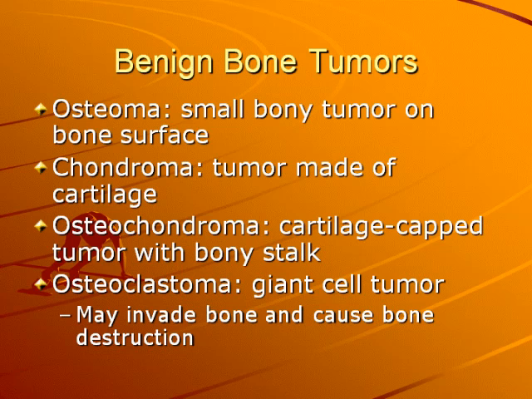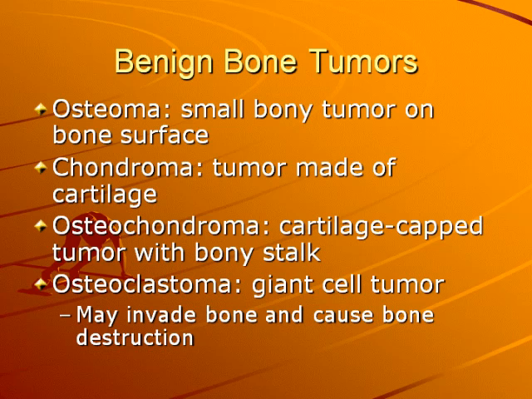Shifting gears here to tumors, starting with your benign bone tumors. Osteomas are small bony tumors on the bone surface. Chondromas are cartilage tumors. Osteochondromas are cartilage cap tumors with a bony stalk. This is the most common type that you see of the benign bone tumors, osteochondroma.